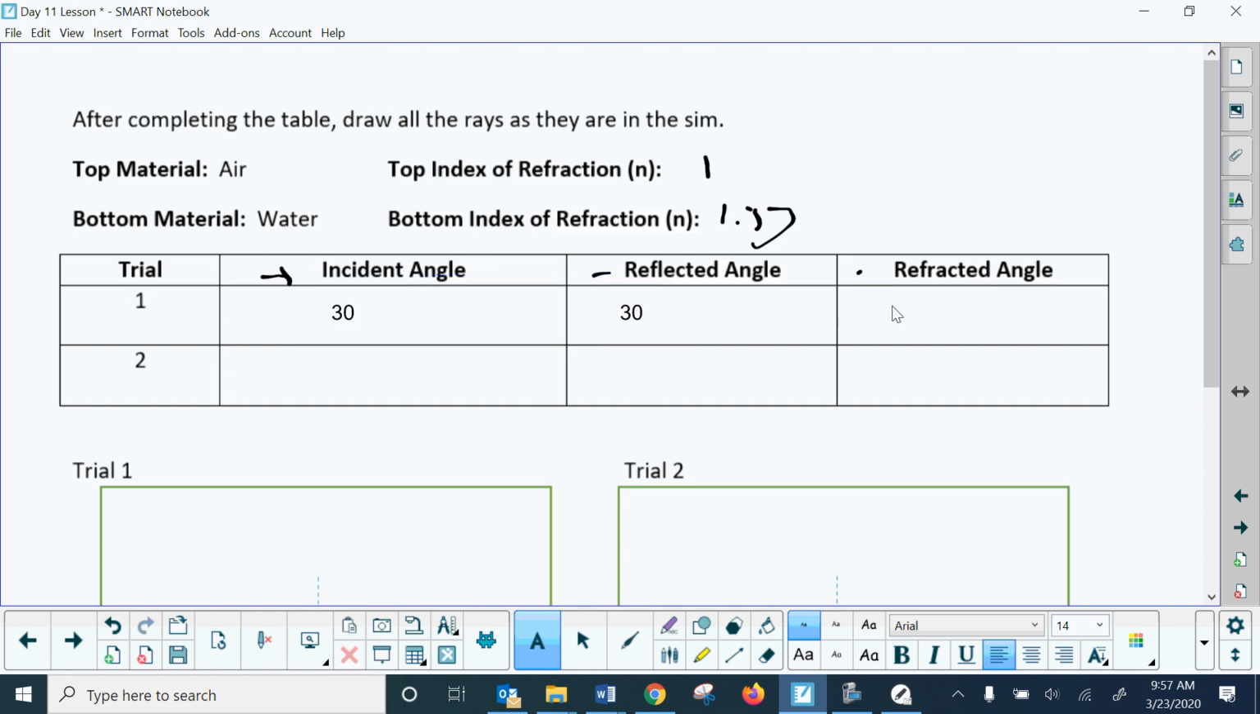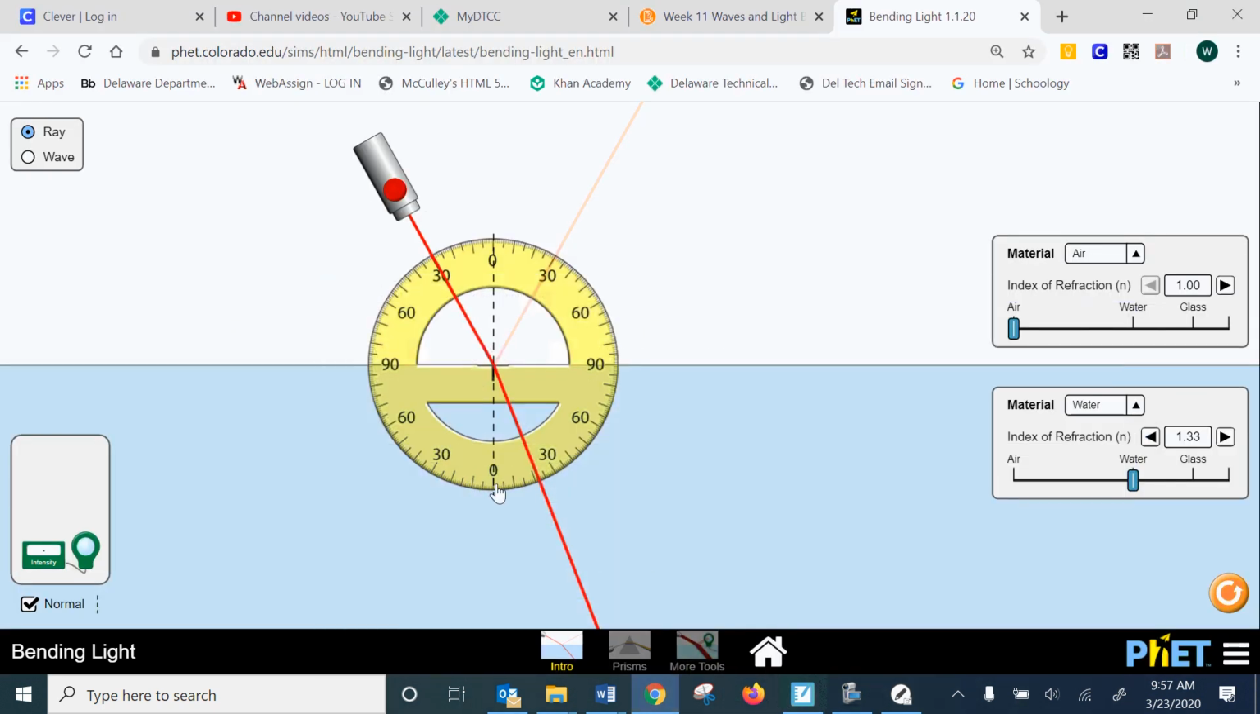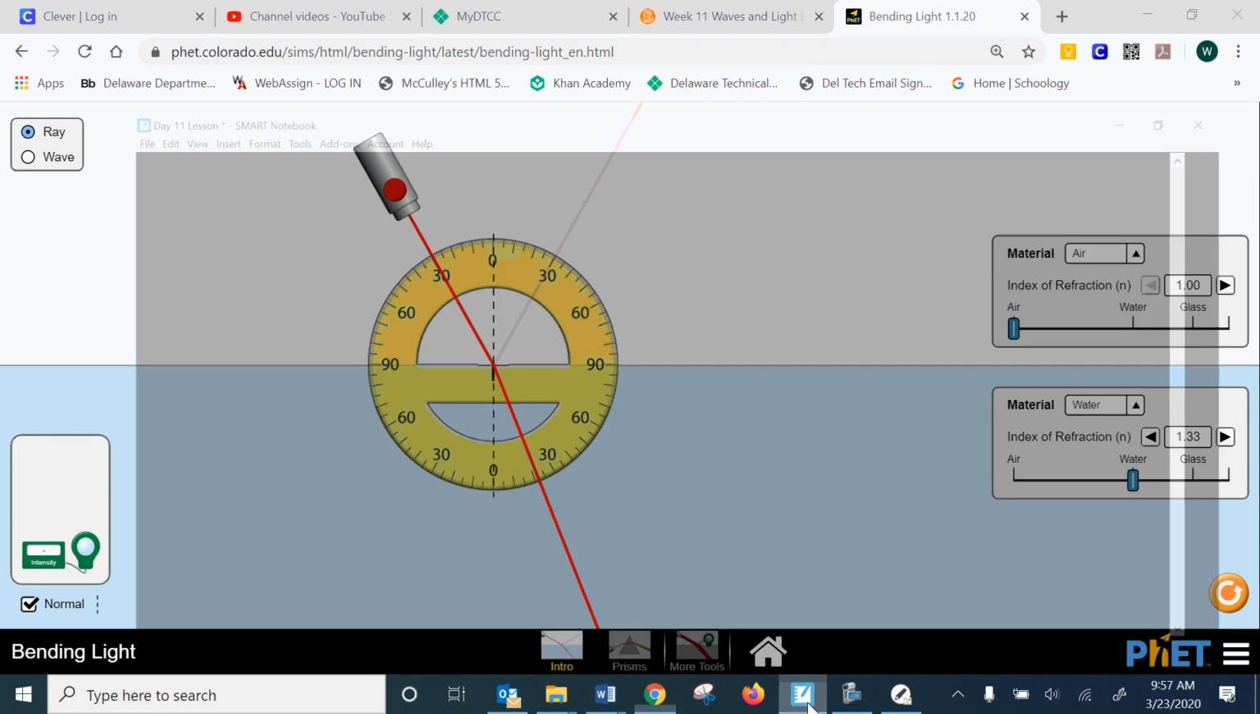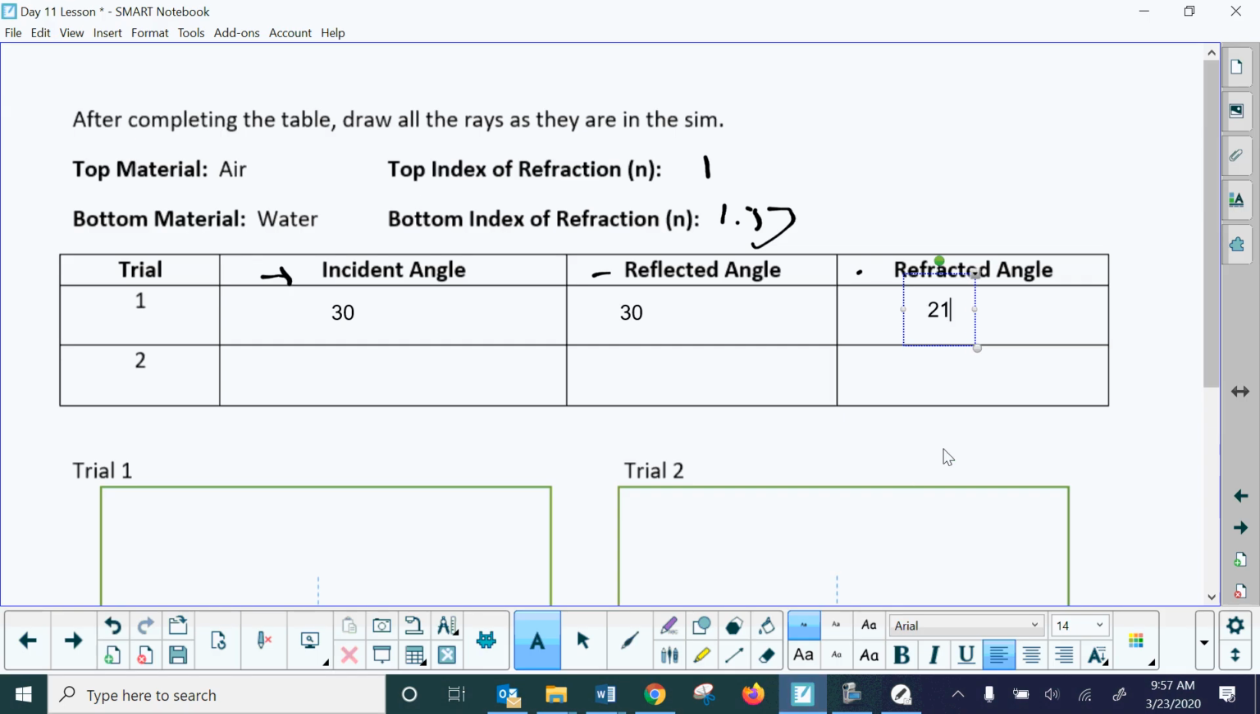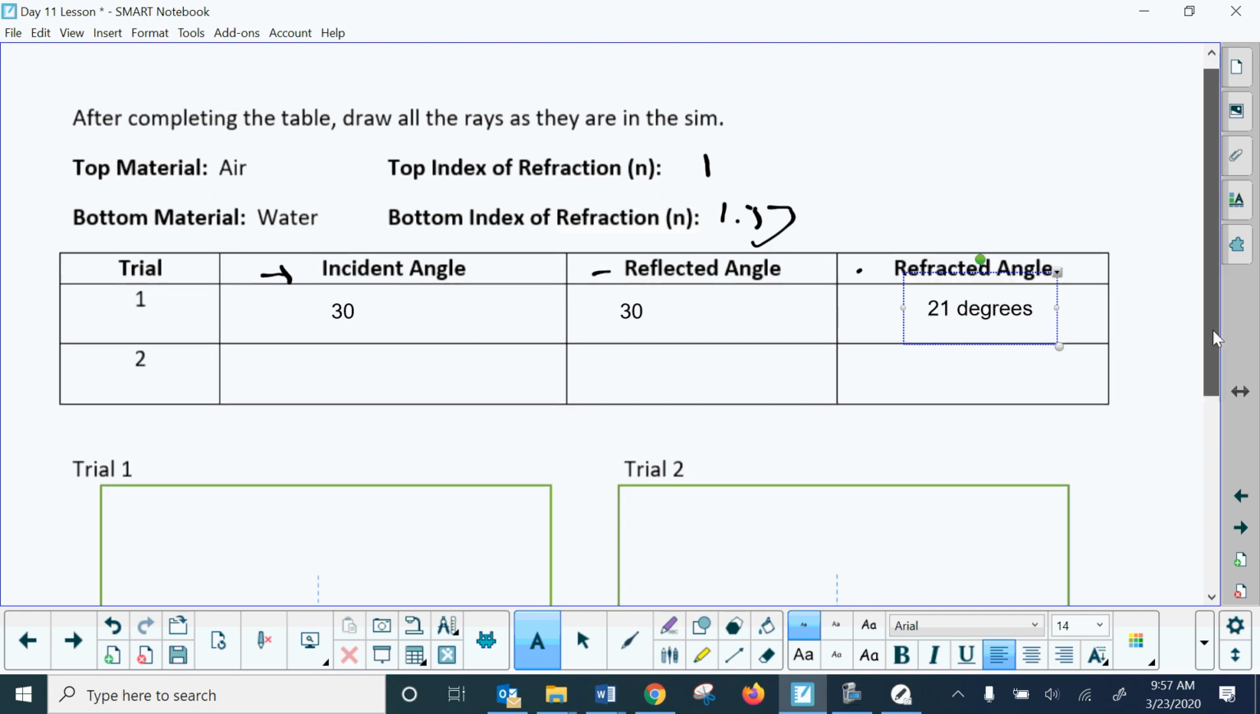And then the refracted angle is what I need to measure, and this one's a little bit trickier, but if you look at it here, that's 30. That's 10, that's 20, so it's a little bit more than 20, so maybe I'll just estimate it and call it 21 just to give a number. So that's 21 degrees, and these are all degrees. So that's the first trial data, and you're just going to sketch that too.